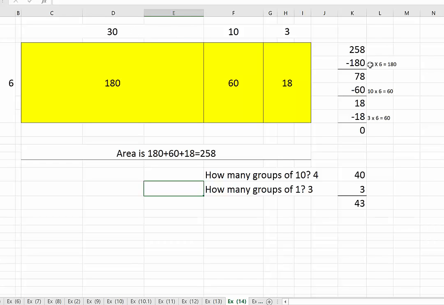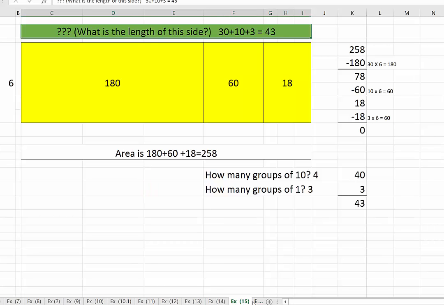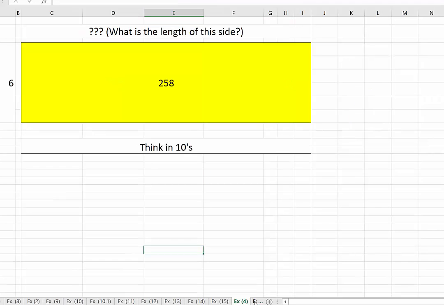That's 30 times 6. That's 3 groups of 10, plus 1 group of 10. So how many groups of 10 do we have? We still have 4, which is a total of 40. And groups of 1, it's 3, still 43. So as we get towards the final stages of this video, we're going to notice that this is still 43. We just got there by first pulling out an area of 180, because that was 30 times 6, and then 10 times 6.